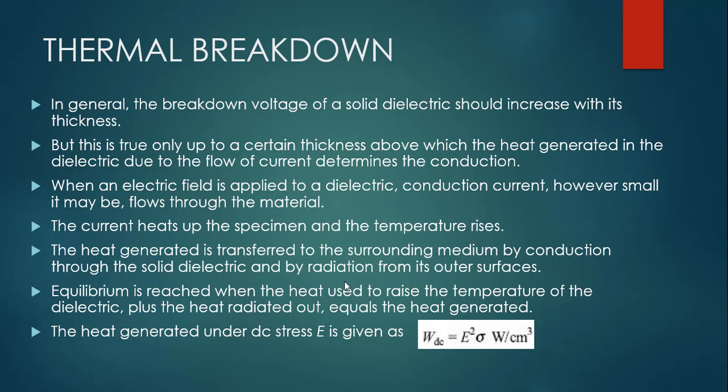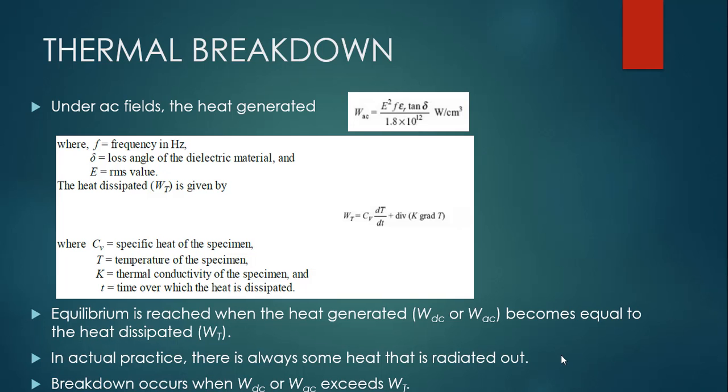So here the breakdown we are talking about is due to the heat only. Here sigma is the DC conductivity of the specimen. Under an AC field, the heat generated is given by this equation in terms of watt per centimeter cube, where f is the frequency in hertz, delta is the loss angle of the dielectric material, and E is the RMS value.